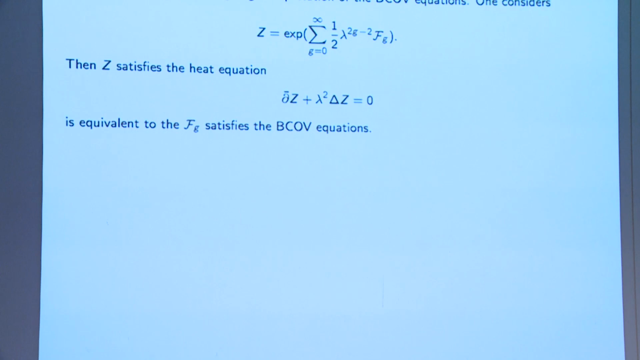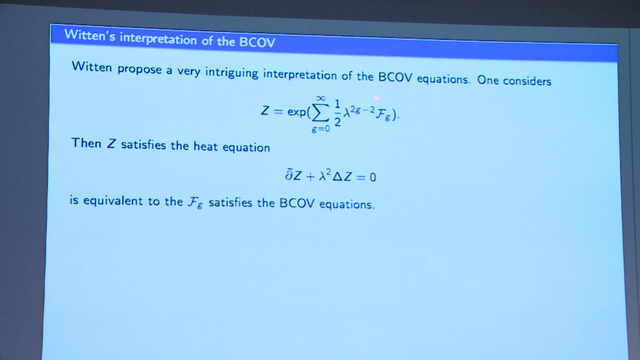But of course then we can go on and say, well, Witten really had this very nice, intriguing interpretation of the BCOV equations, right? What he did was he considered this set here, which we also saw in Bertrand's talk a lot. And the thing is that then this set here satisfies, in this case here, the heat equation.